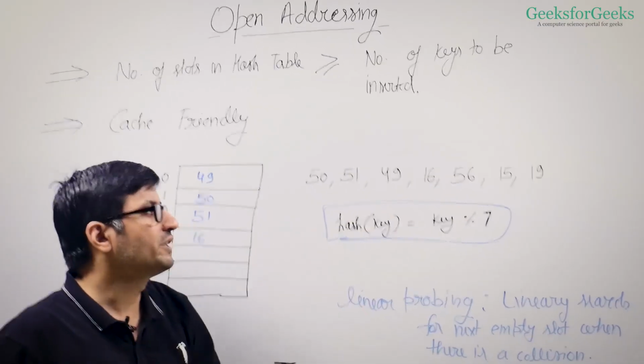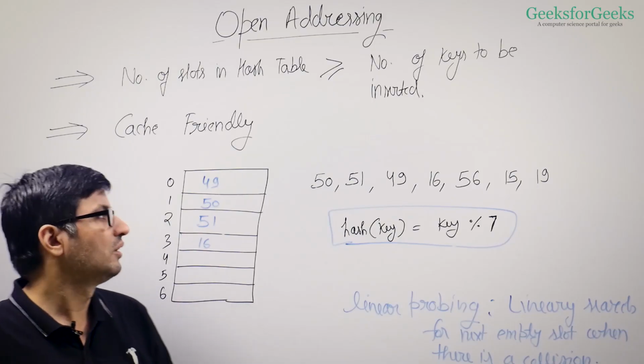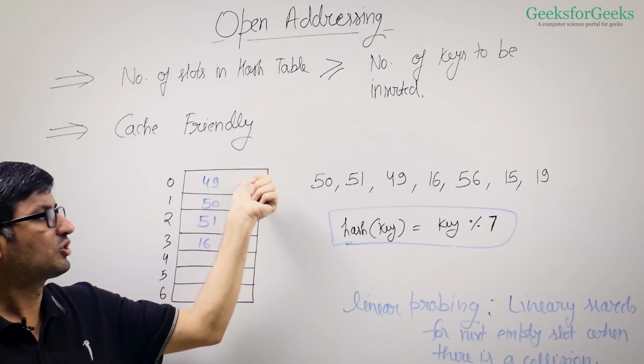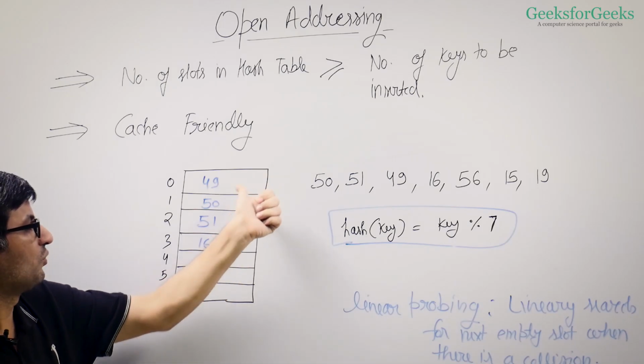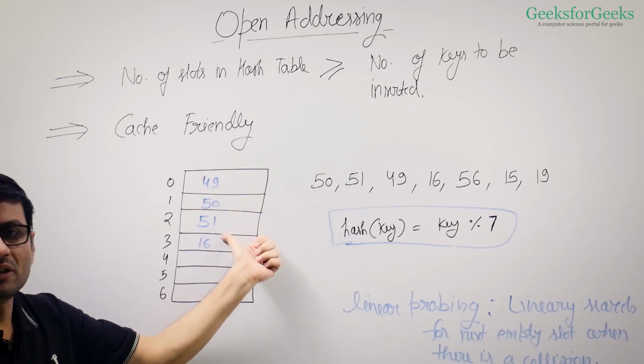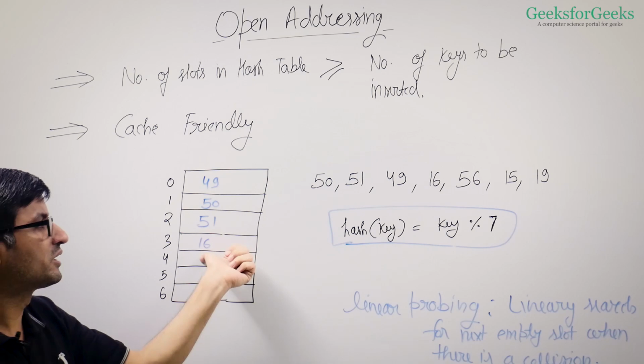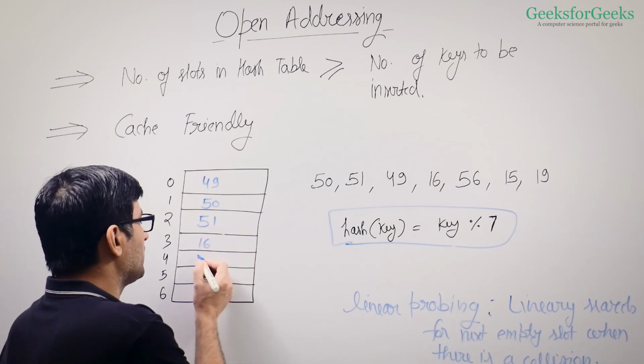Let's now talk about 56. 56 maps to value 0. This is occupied. So we linearly search for an empty slot. We come at 50, we come at 51, we come at 16. Everything is occupied. This is where we find a free slot. So we insert 56 here.